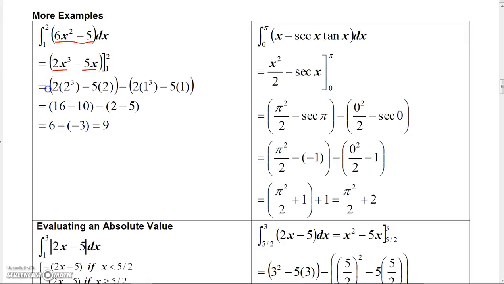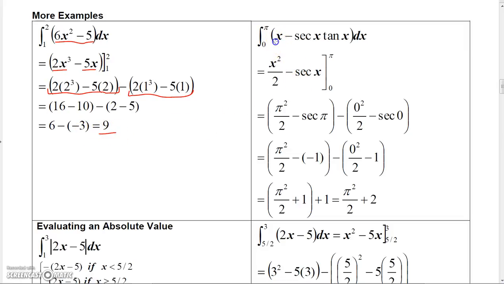So first of all, evaluate that function at the upper limit, which is 2. So I get 2 times 2 cubed minus 5 times 2. And then evaluate it at the lower limit, which is 1. So I get 2 times 1 cubed minus 5. And then you can do the arithmetic here. 16 minus 10 minus 2 minus 5. So that's 6 minus negative 3, which is 9.